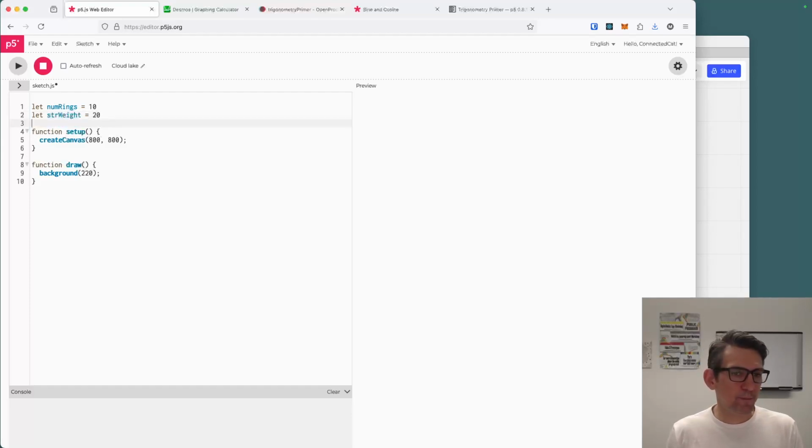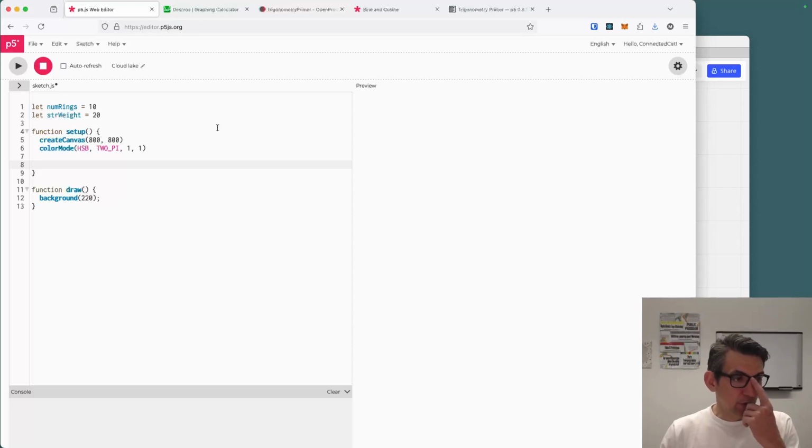Okay, and then I'm going to need a radius for every single ring, but we can cross that bridge when we get there, right? So fundamentally, I have a sketch. It's 800 by 800, and I'm going to set the color mode again to our very convenient HSB, 2 pi for the hue, and then 1 and 1, 1 for saturation and 1 for brightness. And then the radius is going to be the radius of the entire composition.